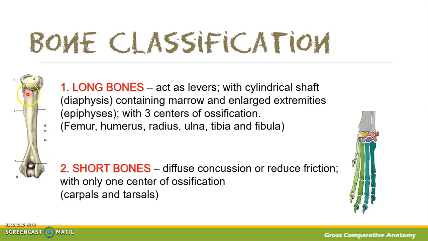Typically, they have a cylindrical shaft or the diaphysis, and they also have two enlarged extremities called the epiphysis. So, the bone marrow is present in the diaphysis. Take note that there are three centers of ossification for the long bones, and this is of importance from an embryological point of view, compared to the short bones which only have one center of ossification.